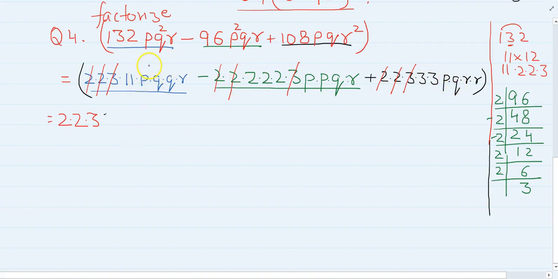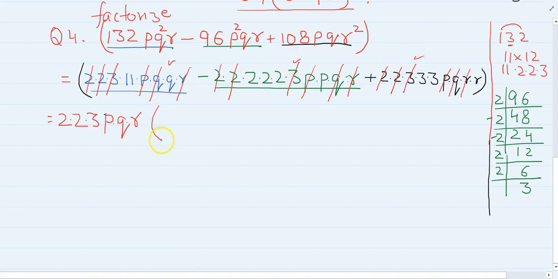Now let's see, p is common. q is common, then r is also common. Now here only 11 is common, and q. There is no q here, so q cannot be common. r is here, but r is not here. So there is nothing which is common in all three terms.